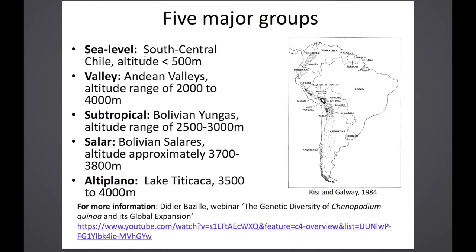There's sea level, south central Chile, with an altitude of less than 500 meters. For most of what we're interested in, these are the varieties that work for us here in the northern parts of the U.S. And then we also have Andean valleys, a little bit higher elevation than sea level, but still not necessarily too high, though it can go up to 4,000 meters. We have subtropical, Solaris, so very salt-tolerant types come out of here, and then the Altiplano, very high elevation, 35 to 4,000 meters in elevation.